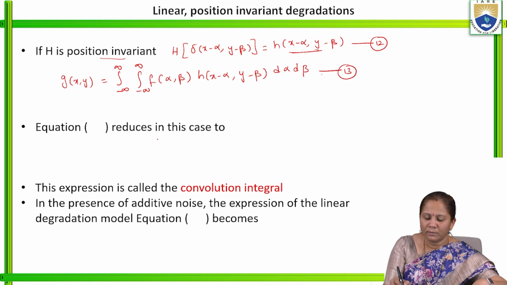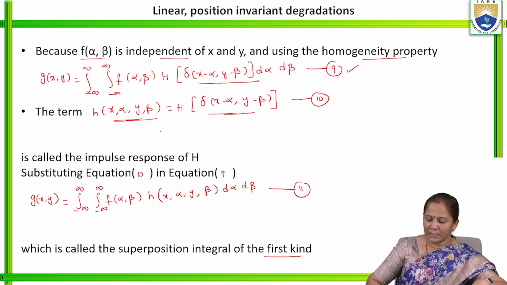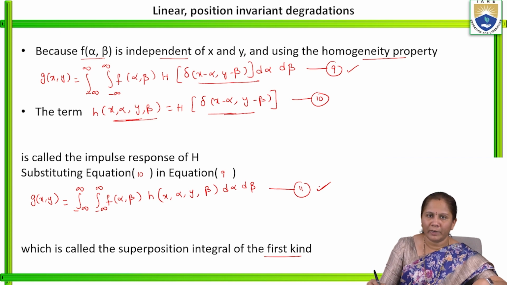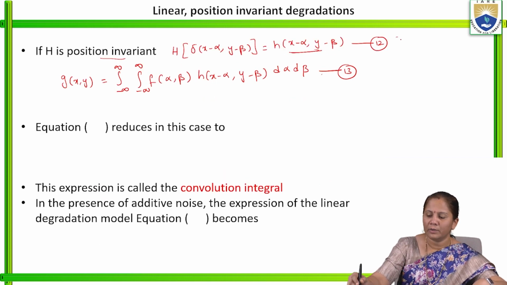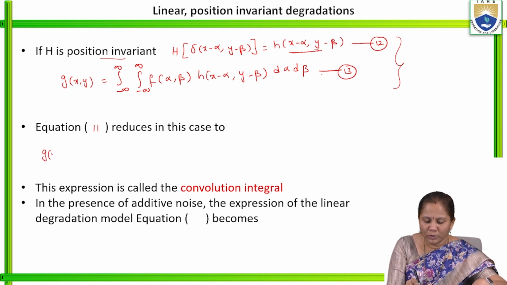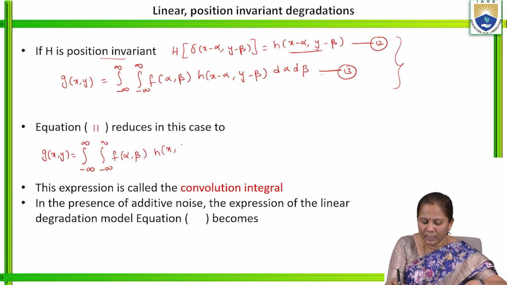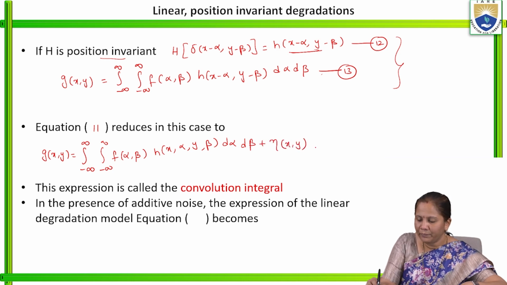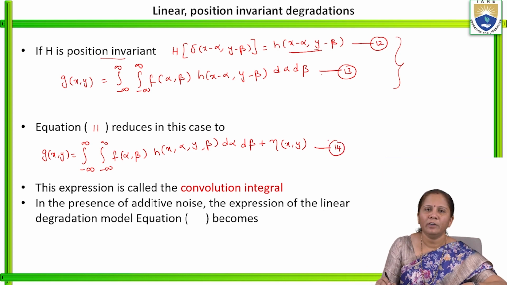Now we have considered equation 11. Based on the two conditions we have considered, equation 11 will be reduced to g of x comma y is equal to the integral from minus infinity to infinity of f of alpha comma beta h of x comma alpha, y comma beta into d alpha d beta plus eta of x comma y. Consider this equation number 14.